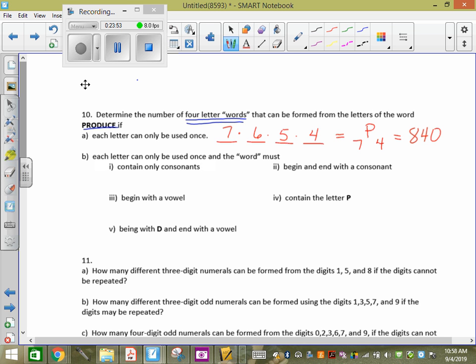Now it says each letter can only be used once. They're not going to tell you that. You need to know that whenever you get a word. I'm just being nice right now.